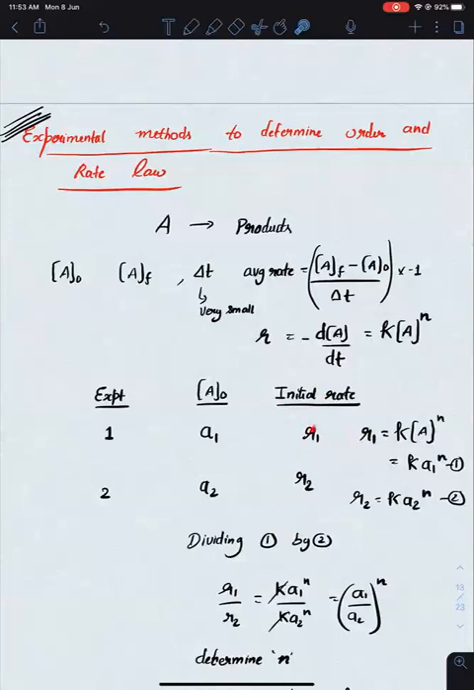If they don't give the initial rate, what will happen? They will be giving you another data point, the concentration of A at a given time T, which will be some A2. In that case, what will the rate be? A2 minus A1 upon delta T. That should be equated to K into concentration of A power n.